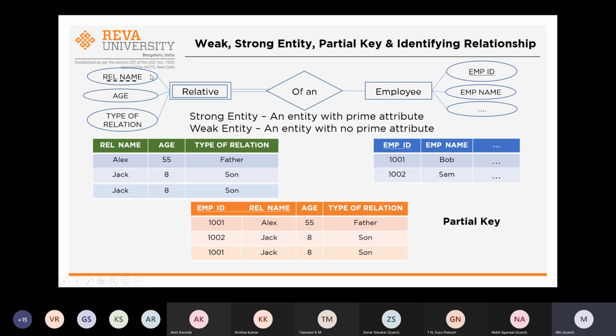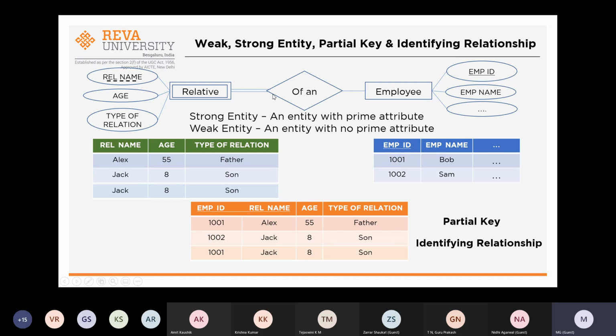What does partial key mean? It is not a primary key, but when it combines with the primary key of the other entity, together they become the primary key for the new table. Such a key is called a partial key. Partial key always comes along with a weak entity, which is represented by a double rectangle.